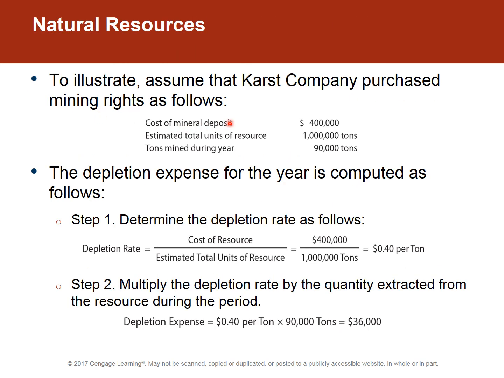So let's take an example of a company that purchases mining rights, and they pay $4,000. They estimate they're going to get 1,000,000 tons. So we're going to take this $4,000 divided by 1,000,000 tons and find that that comes out to be 40 cents a ton through the formula. And that 40 cents per ton will be multiplied times the 90,000 tons for the current year that were extracted, and we will record depletion expense of $36,000.